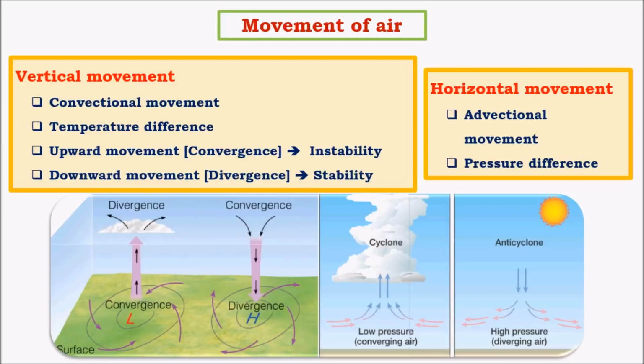When we talk about horizontal movement or advectional movement, it is mainly due to pressure differences. We can see this is a high pressure center, this is a low pressure center. There is a difference between pressures in these two centers. Hence, wind flows from high pressure centers towards low pressure centers. So this is horizontal movement, that is, the wind moves along the surface of the earth. But if you look at both horizontal and vertical movement, the major driving force is differences in temperature. When there is a difference in temperature, there is a difference in pressures. This difference in pressures gives rise to movements of air.